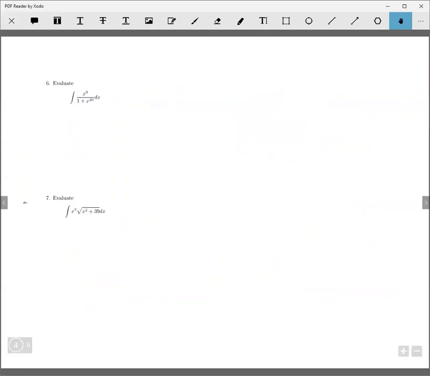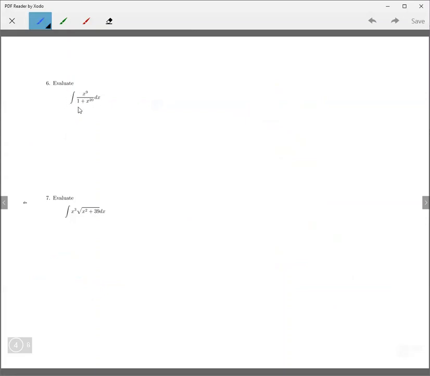Okay, let's go on to the next one. Sometimes it's kind of hard to figure out what to choose for u. That's going to be probably the hardest part, trying to figure out what you should make your u. And a lot of times it's pretty difficult.